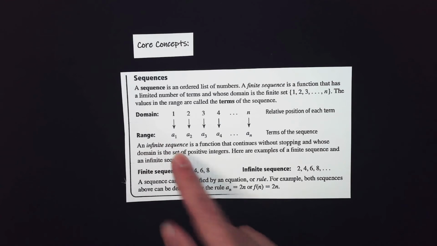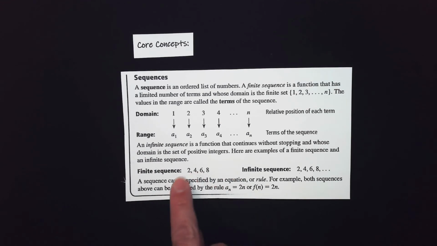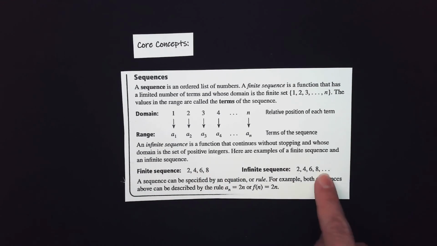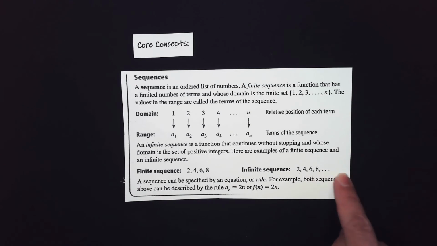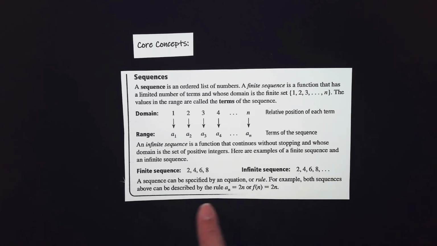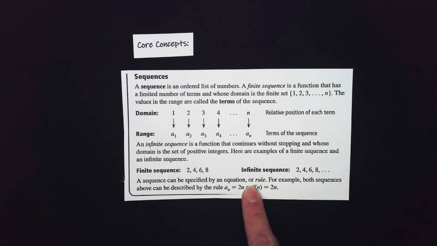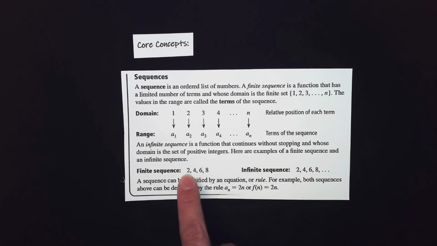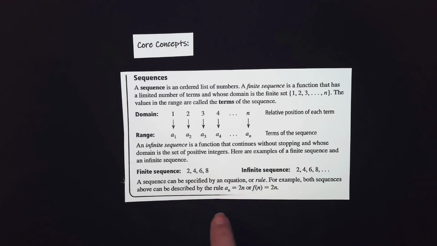And an infinite sequence is one that goes on forever. So finite, you see here that it stops. There's nothing after the 8. Where this one has a comma and then dot, dot, dot, which means it's going to keep going forever. So you write a rule. And both of these sequences, if you look, are counting up by 2s: 2, 4, 6, 8.